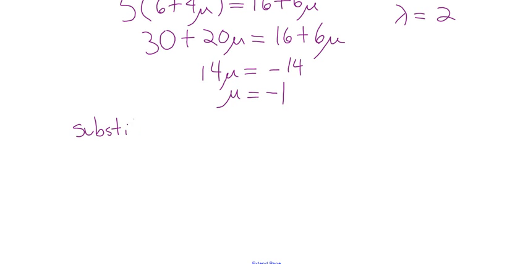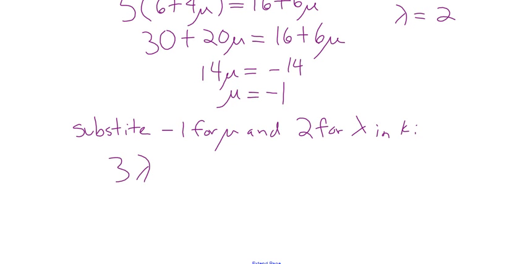So substitute -1 for mu and 2 in K. So what was K? K was 3 lambda is equal to 1 minus 7 mu. See if we get a true statement.